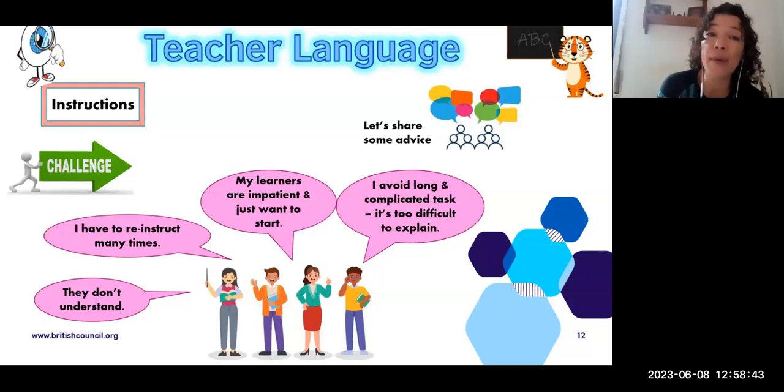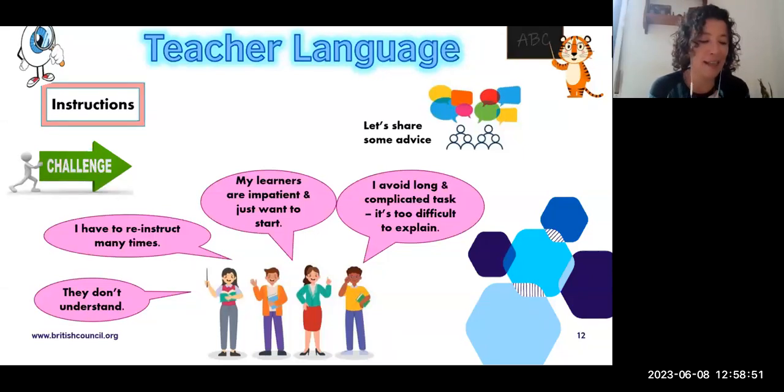Okay, give an example as well. That's a good one. Model as well. Yeah, lovely. Intonation. Yes, I like that. So be clear and show a sample if possible and give attention. Okay, perfect. Lovely.